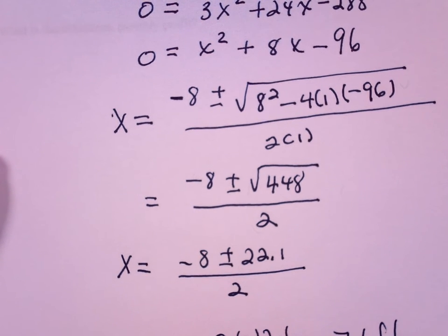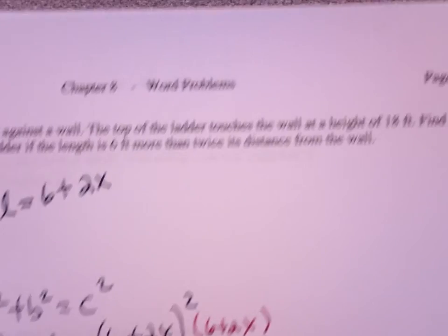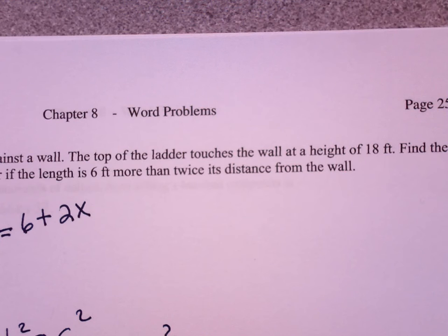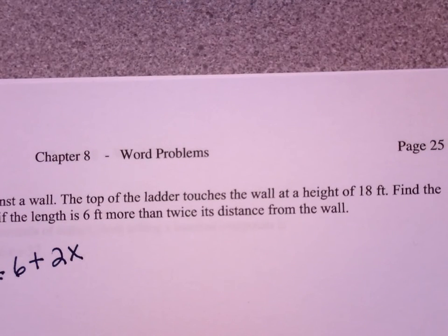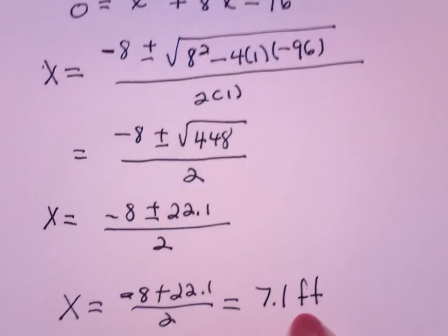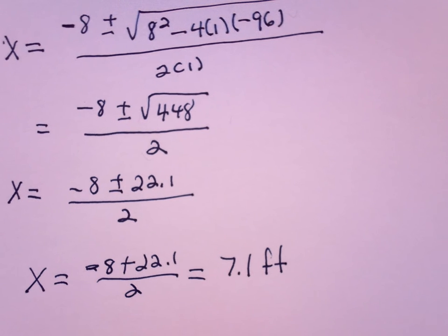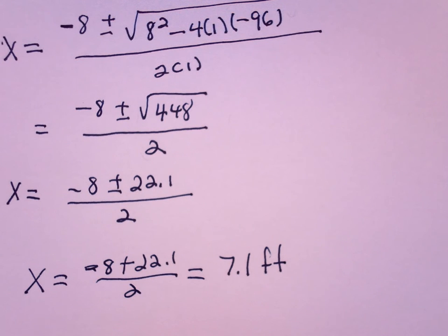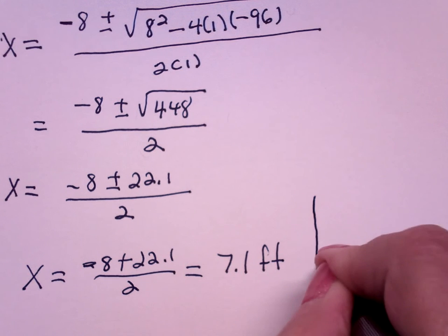Now here's the problem. That's not the question they asked. What was the question they asked? So you just kept the positive number? Yeah, because the other one would have been negative, and you can't have negative length, right? And it says, find the length of the ladder. What is 7.1? It's not the length of the ladder. It's the distance of the ladder from the wall.